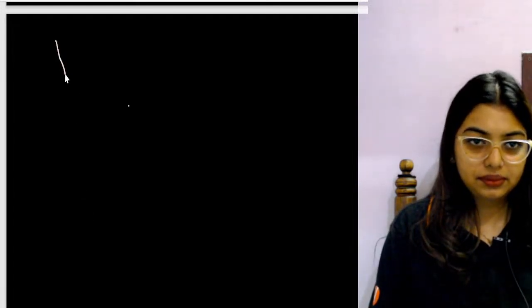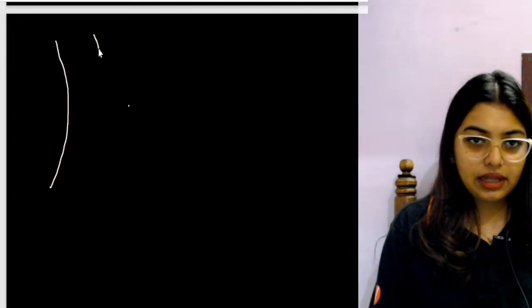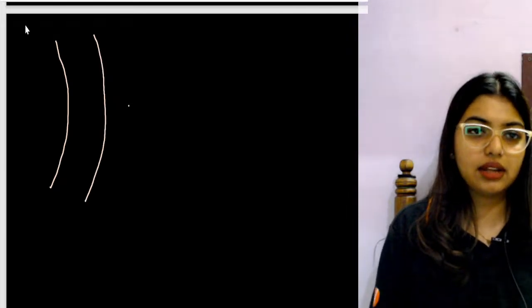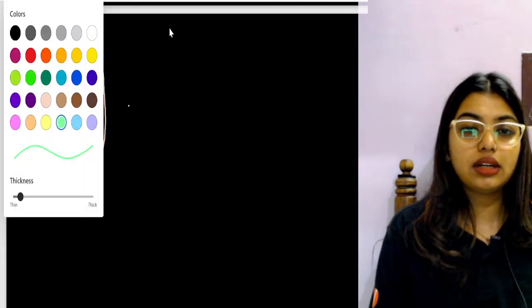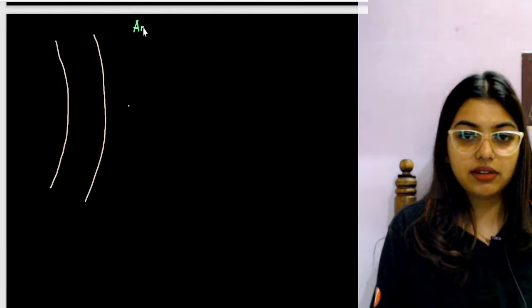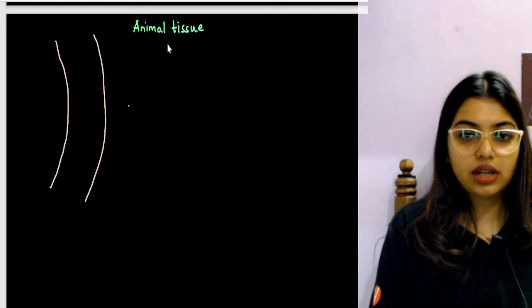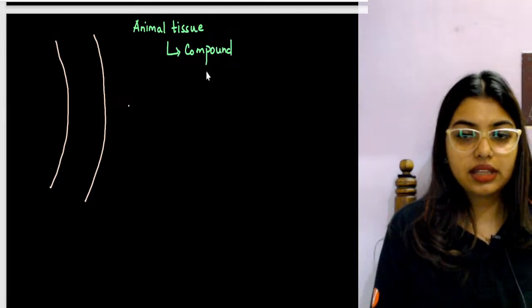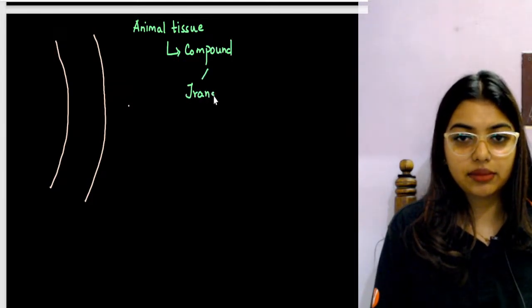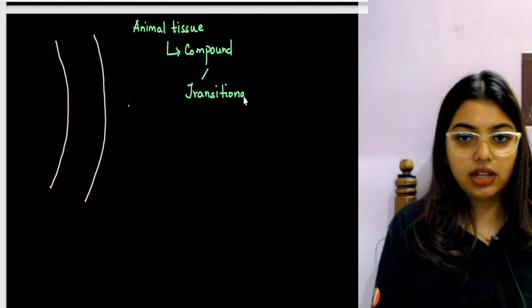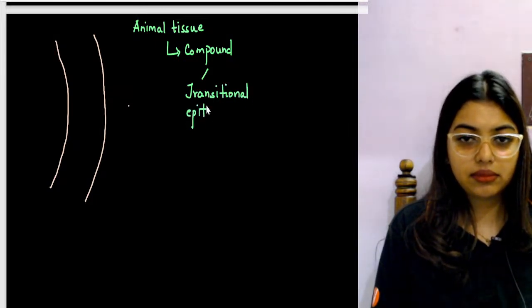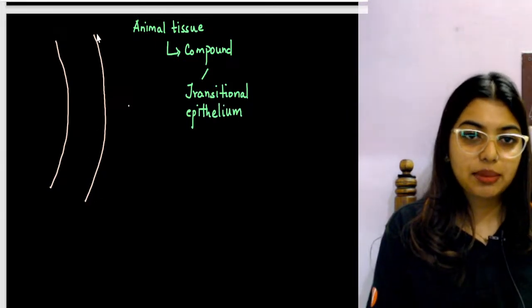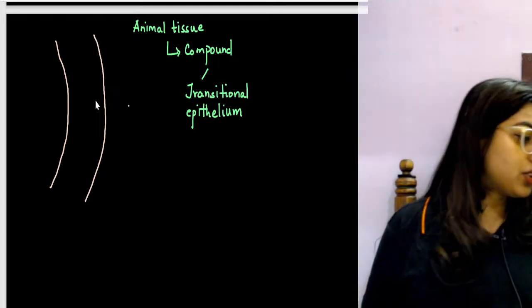Ureter. This ureter has some muscles which I have taught you in structural organization, when we learn about animal tissues, compound and simple. Under compound there are two types, and one type is called transitional epithelium. This transitional epithelium is going to be present on the ureter.